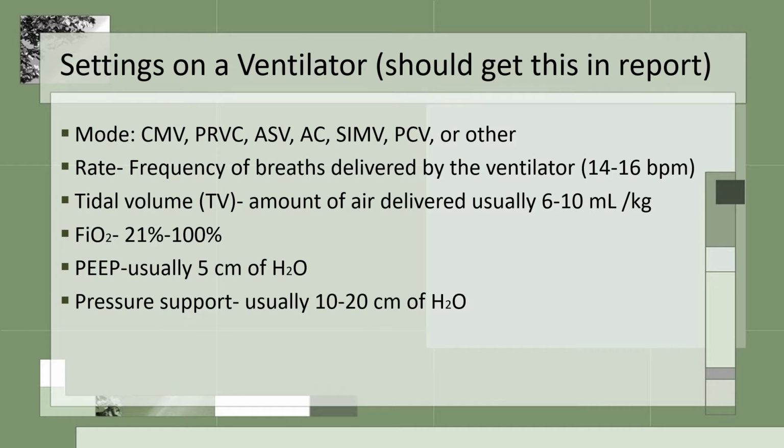So if your patient is on a ventilator and you're getting a report on your patient, these are the things that you should get in report. You'll get the mode, the rate, which is the frequency of breaths, the tidal volume, which is the amount of air usually delivered, is 6 to 10 mLs per kilogram. The FiO2, or supplemental oxygen, this ranges between 21% and 100%. The PEEP, which is usually 5 centimeters of water, and pressure support, which is usually 10 to 20 centimeters of water.